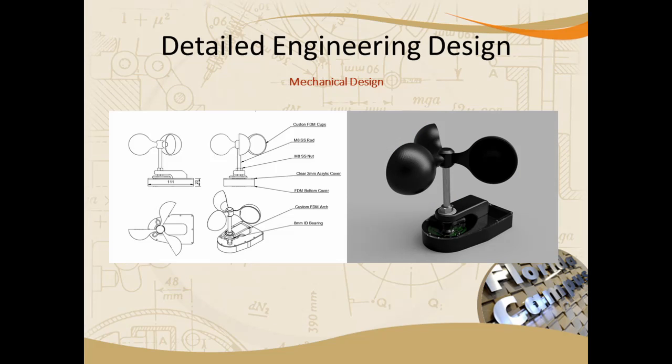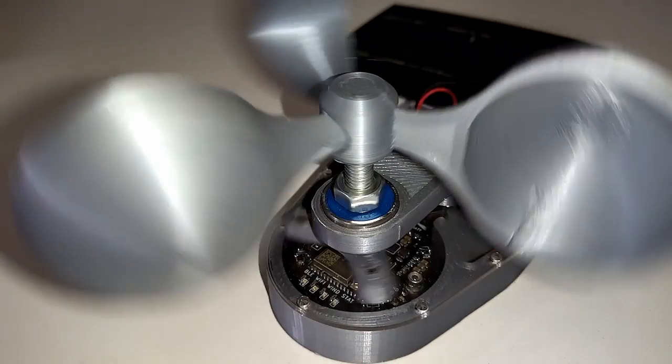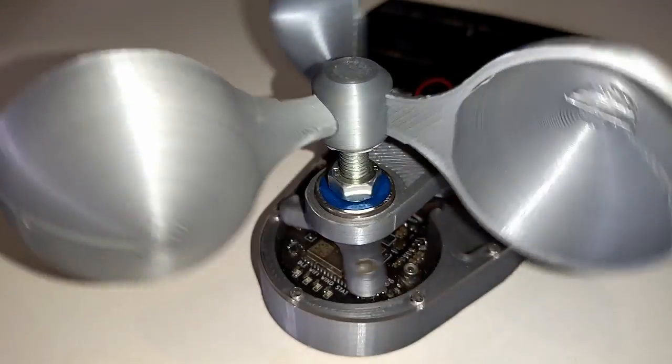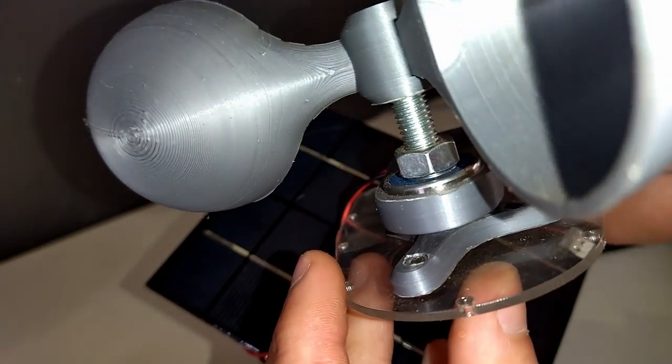Here you can see my mechanical design. The base of the design is created with an FDM 3D printer, so fused deposition modeling. And this section over here is acrylic, which has been laser cut.